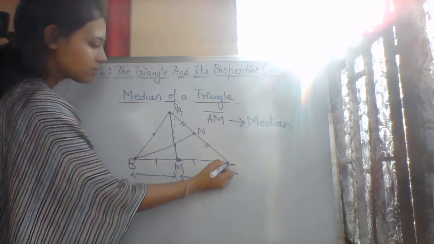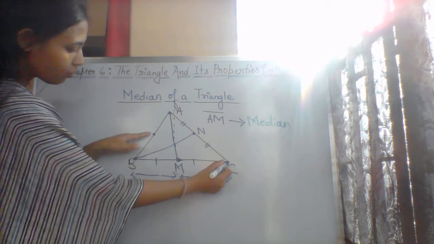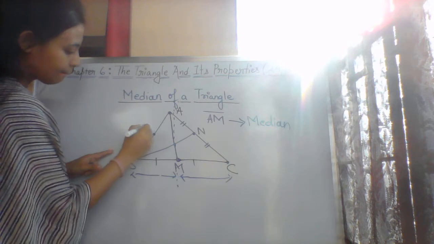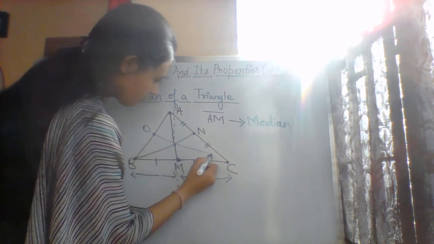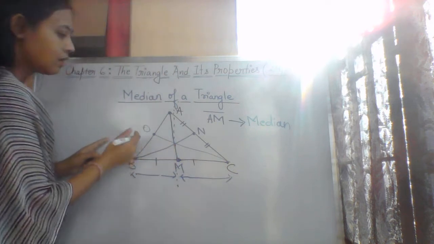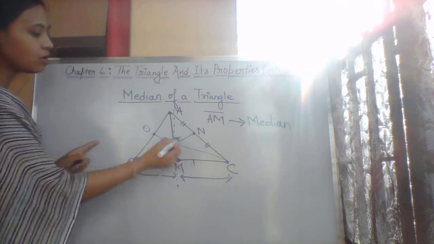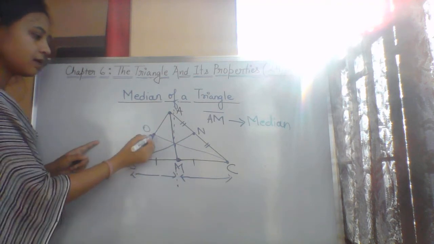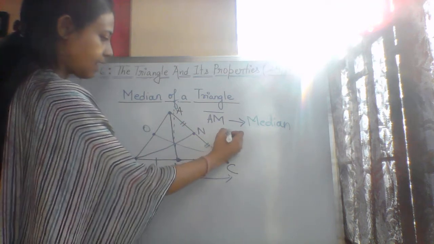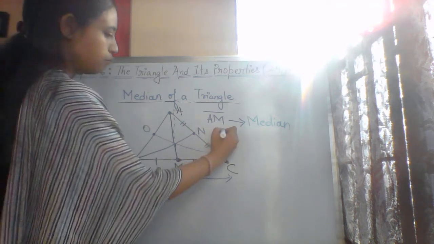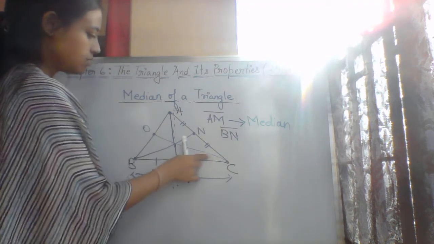In this way, if I consider this vertex, what is the opposite side? This, and the midpoint is this. I take it as O. So again we can draw a median from the vertex C to the midpoint of the opposite side. So here how many medians did we get? AM, then BN, then CO.